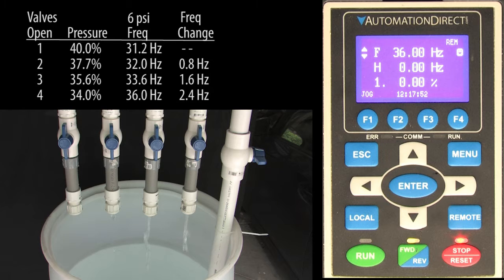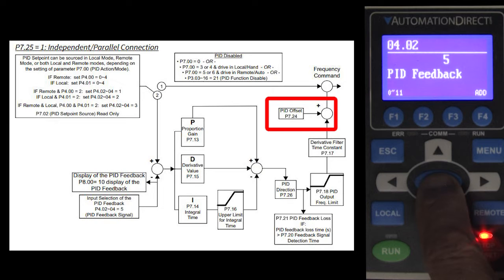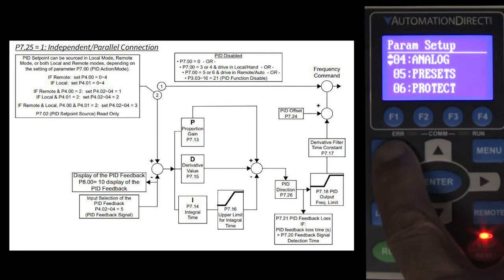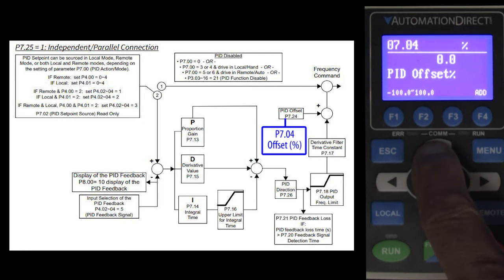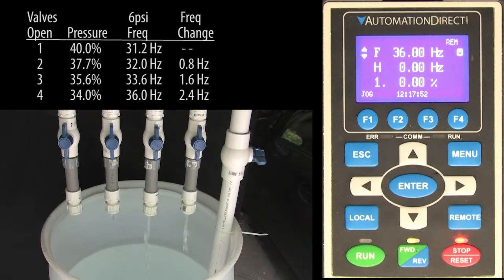We know from the last video, our system needs to run around this frequency range, so why not just tell the drive to go hang out there and then just have PID make minor corrections around that as the load changes? Well, that's exactly what this is for. It selects where the offset's coming from. We want a fixed offset to generate that 6 psi, which comes from parameter 704. You can also have a dynamic offset via an analog input. Again, this is a percent value, not hertz. Everything we do in PID is in percent. We know from the first video that the drive needs to be around 31.2 hertz to get the system to 6 psi with one valve open.